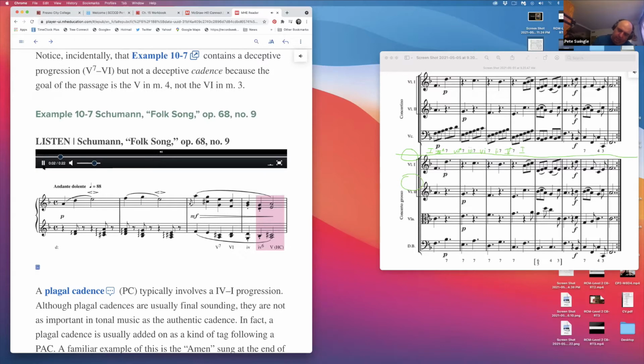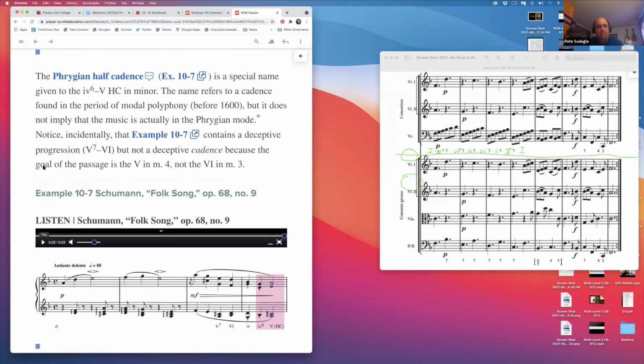Example 10-7. Okay, so it sounds like a half cadence, right? Our goal is that of the 5. So there's your Phrygian half cadence. It goes 4/6 to 5, half cadence in minor. Are we all right with that?